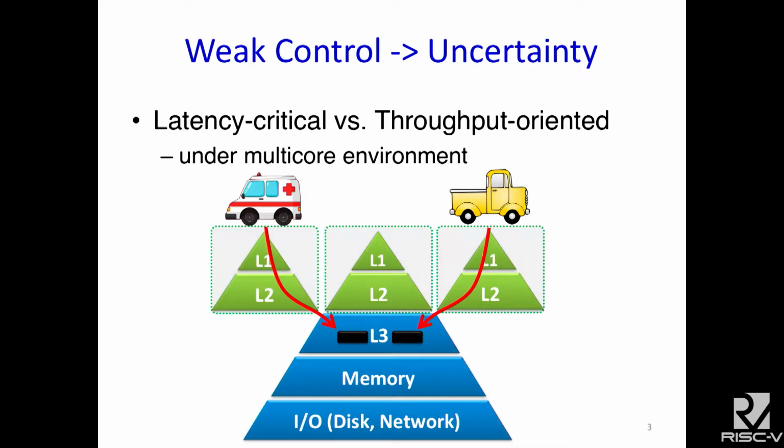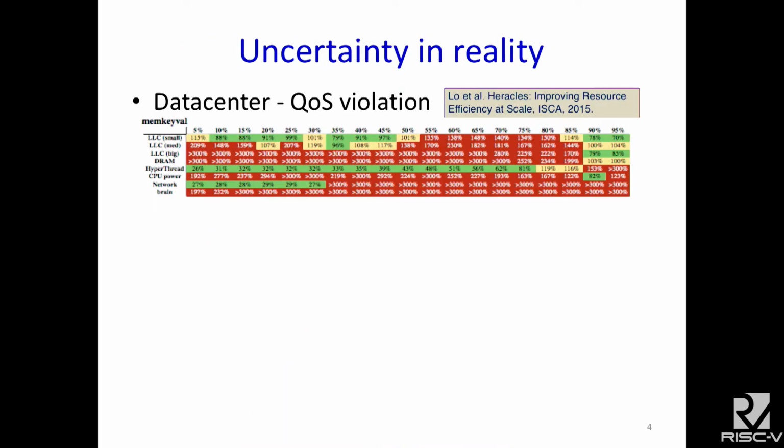In multi-core architectures, different cores share some resources, for example, the last level cache, memory, and I/O bandwidth, without any control. This may cause some uncertainties. When a latency-critical application and another throughput-oriented application run on different cores simultaneously, the hardware cannot identify the software source of the request. This makes it difficult for the hardware to control which requests go first. In reality, in the data center area, this will cause QoS violations.